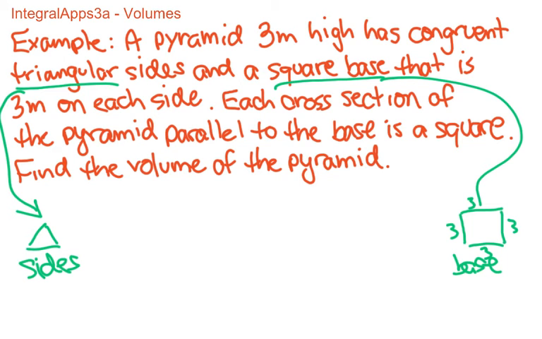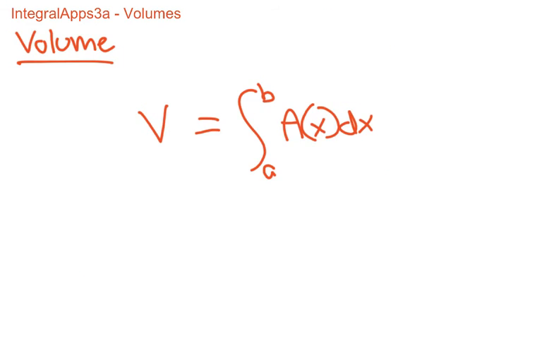And then the goal is to find the volume of the pyramid. All right, this piece right here: each cross section of the pyramid parallel to the base is a square. Let's take a look at what that would look like.